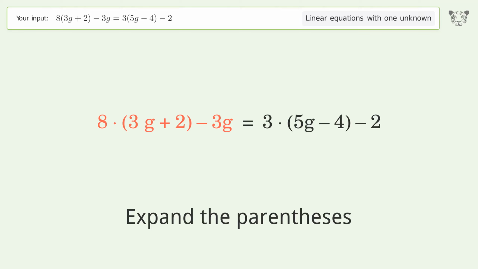You ask Tiger to solve. This deals with linear equations with one unknown. The final result is g equals -5. Let's solve it step by step. Simplify the expression. Expand the parentheses.